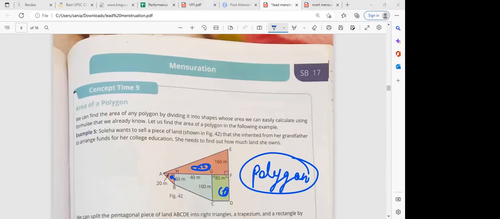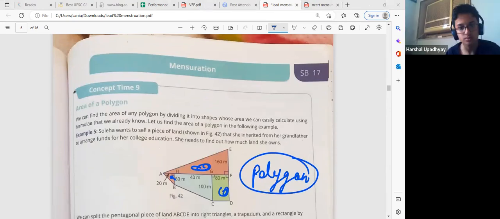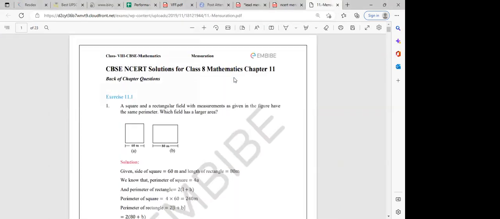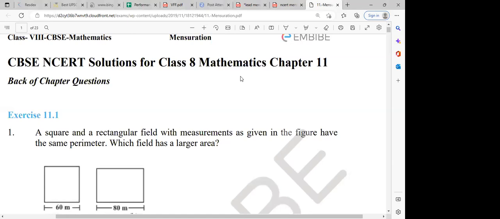Okay, that's it. So you don't have to do anything else. Area of polygon? No, that's a polygon, you have different things over there. So polygon is not fixed. It can be anything. Okay, ma'am.